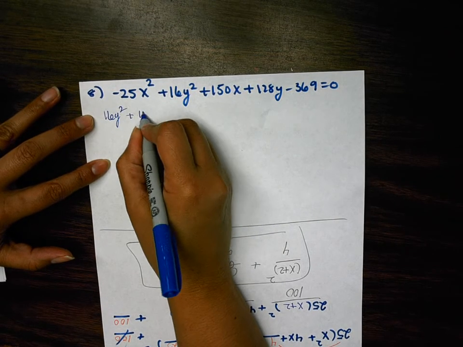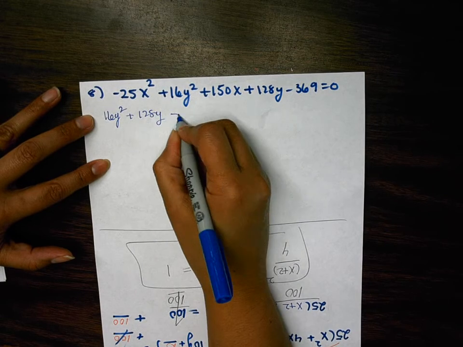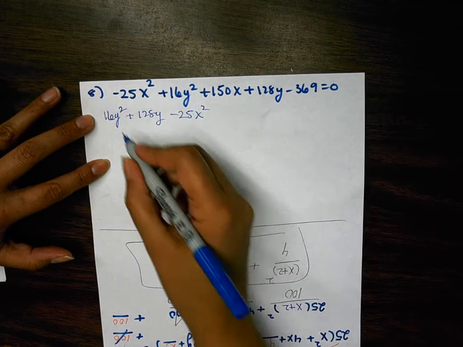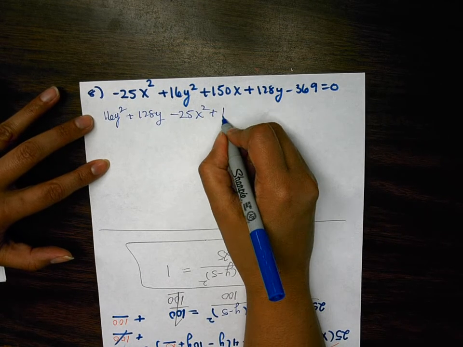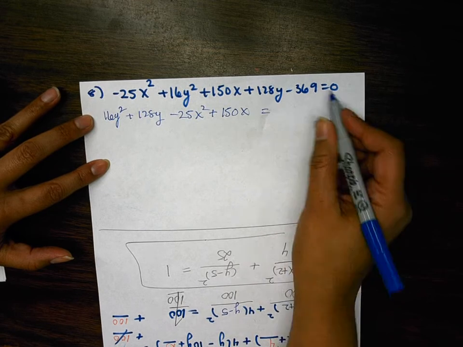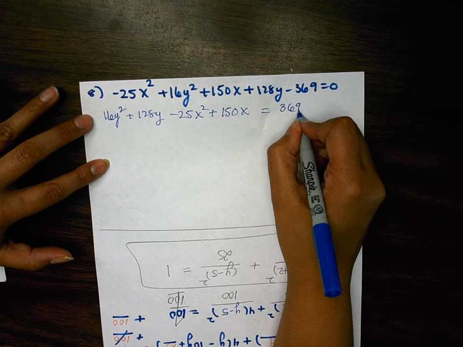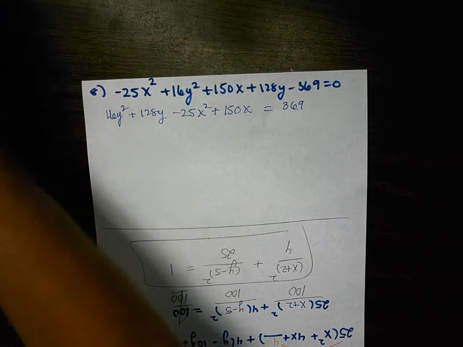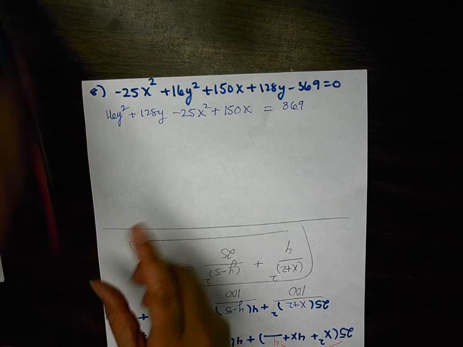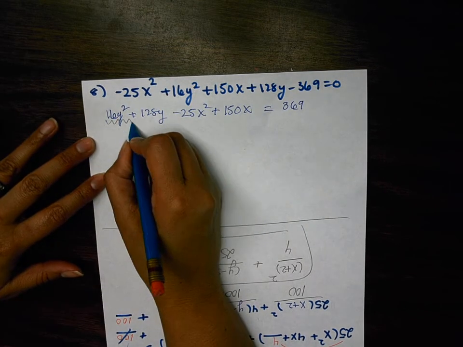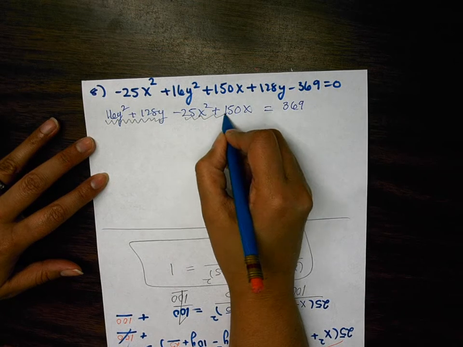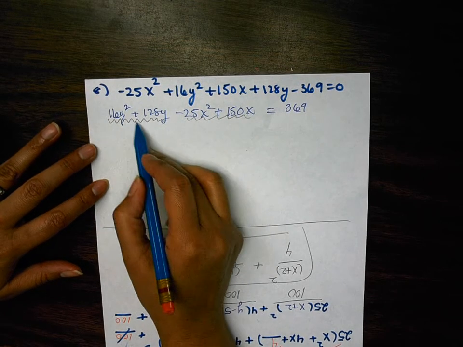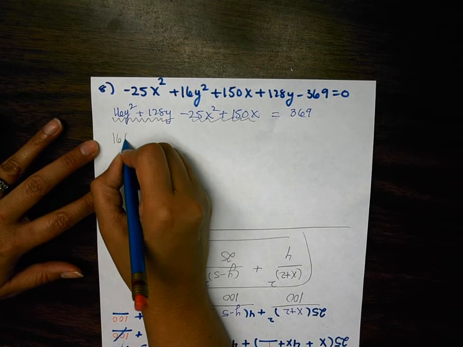16y squared, what's next to it? 128y, and then the negative 25x squared with 150x equals 369. All right, and now we do our GCFs, or not GCFs, because I don't want to take out any variables, but the leading coefficient. So what do I take out here?